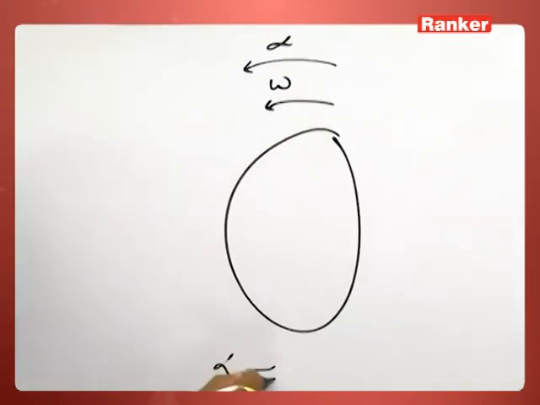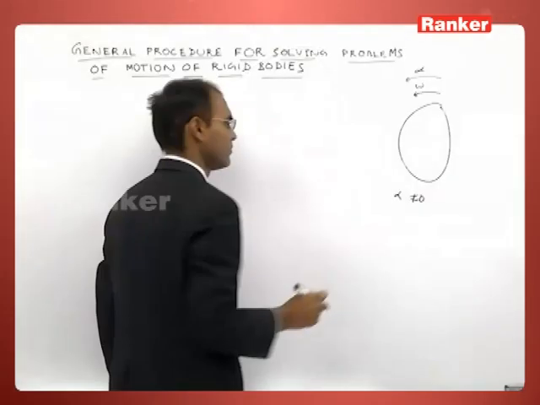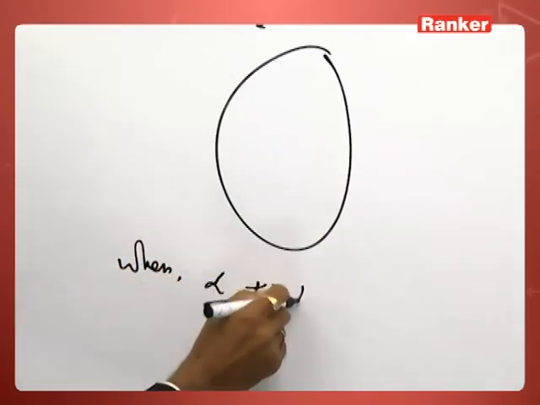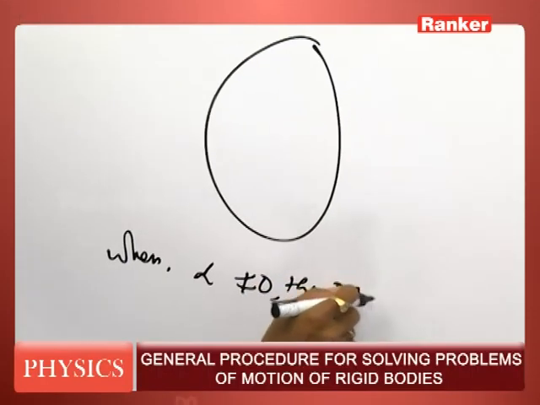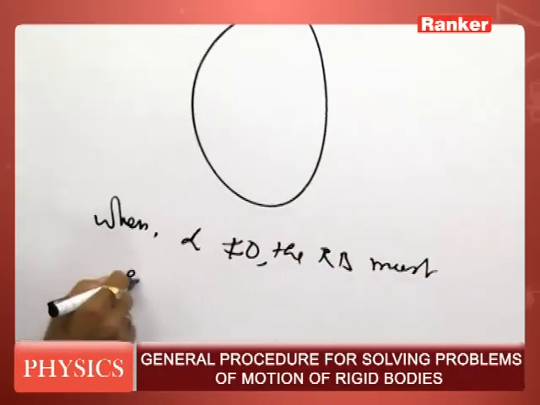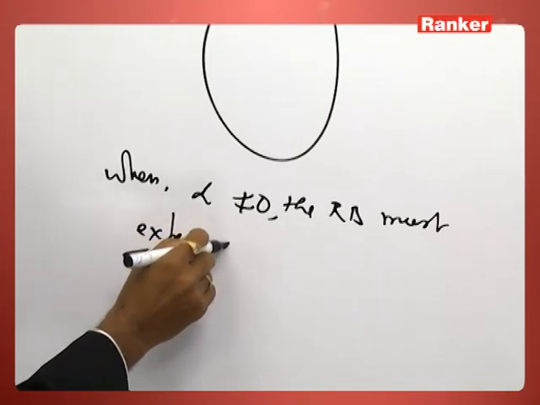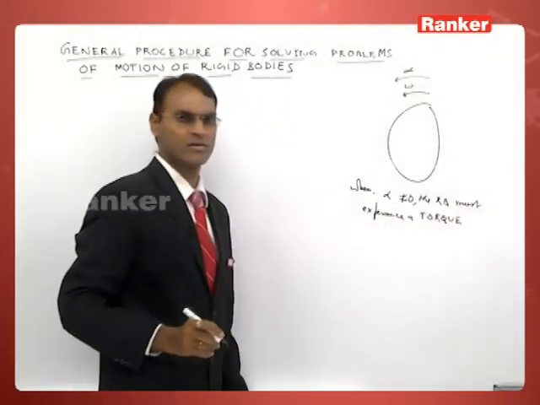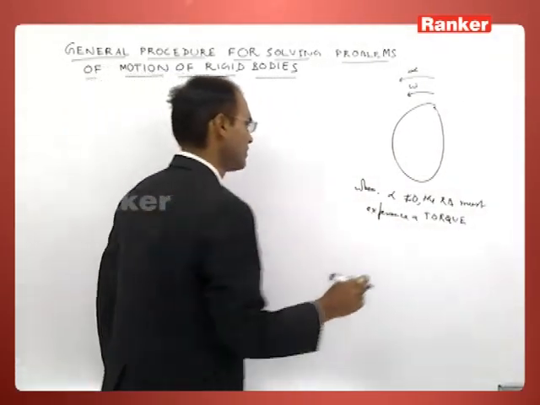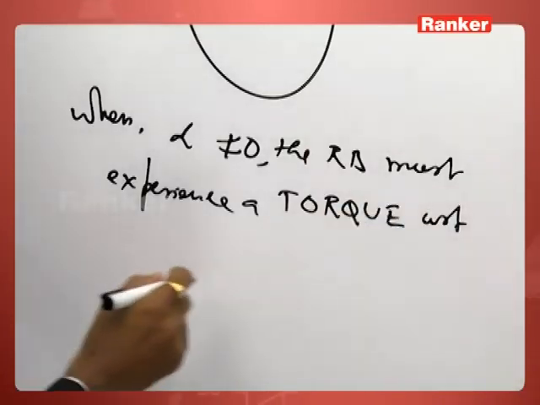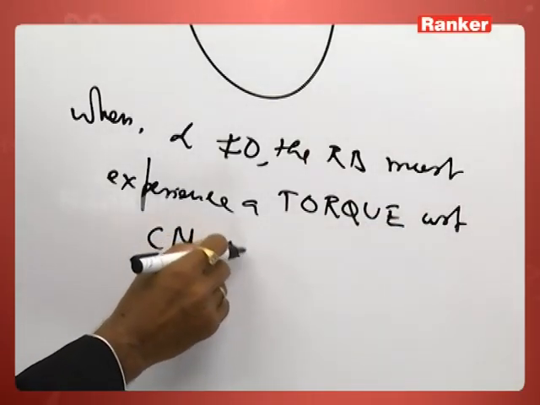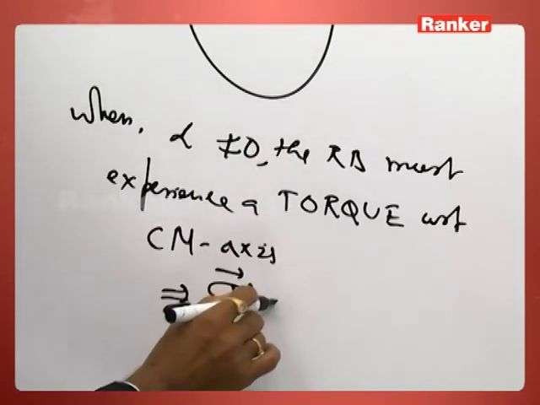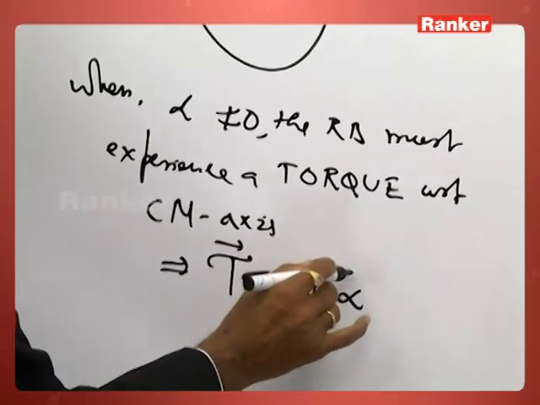When alpha is not equal to 0, the rigid body must experience a torque about, or with respect to, the center of mass axis. This torque about the center of mass axis is equal to IC into alpha.